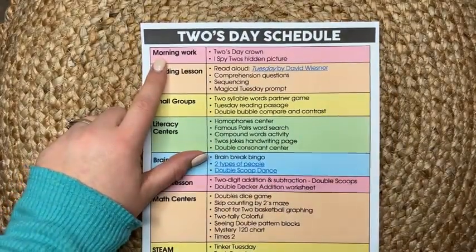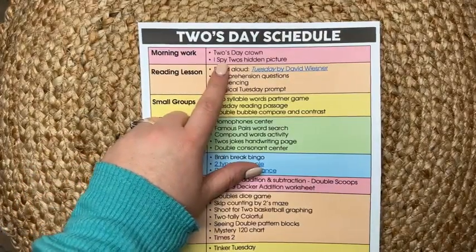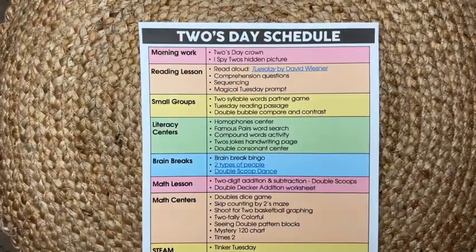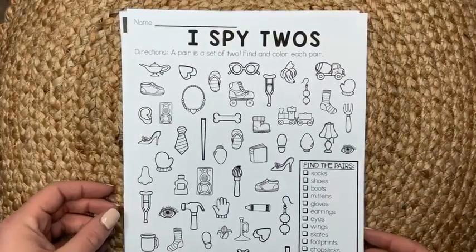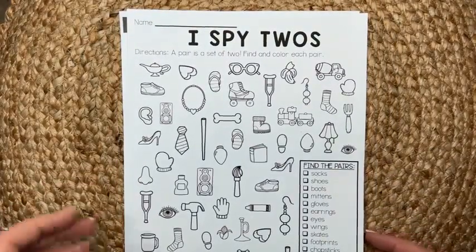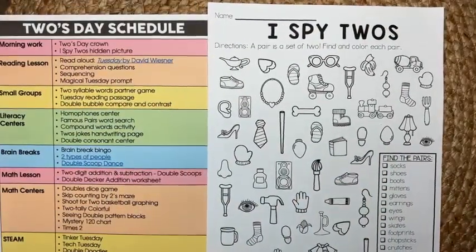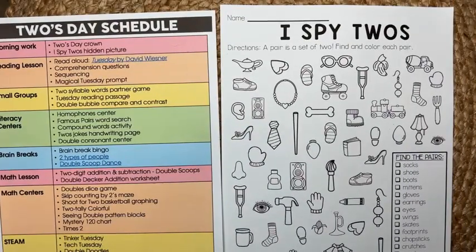So to start off, if you do morning work, which I know a lot of you do, one of the ideas is a Tuesday crown, or an I Spy activity, something like this. And this would be in our second grade pack, but again, this is just an option. The fun thing with these is that it's all about things that are in pairs. So play on words with the number 2. You can talk about duos, pairs, doubles, twins, all kinds of fun things.